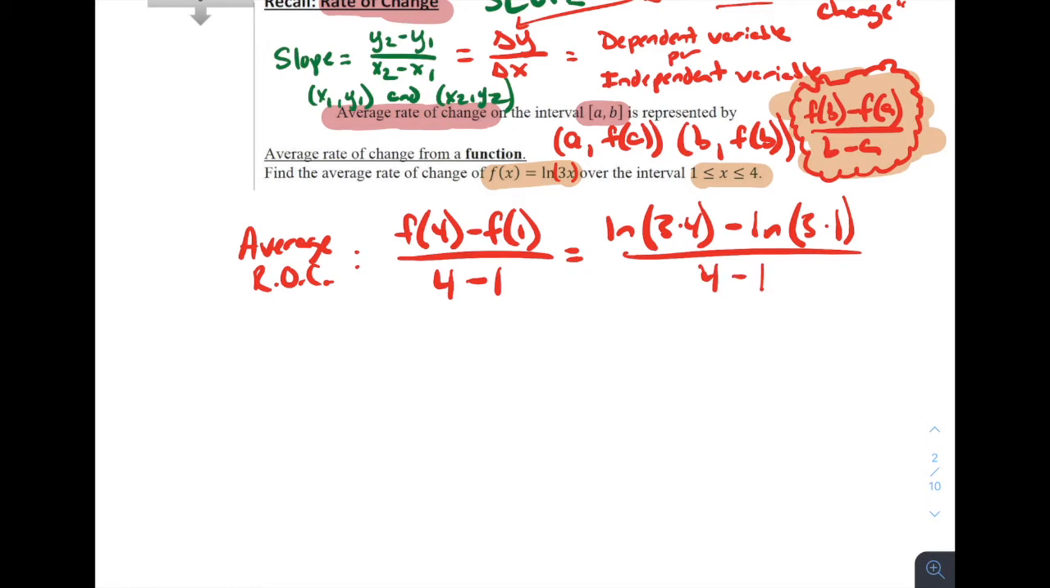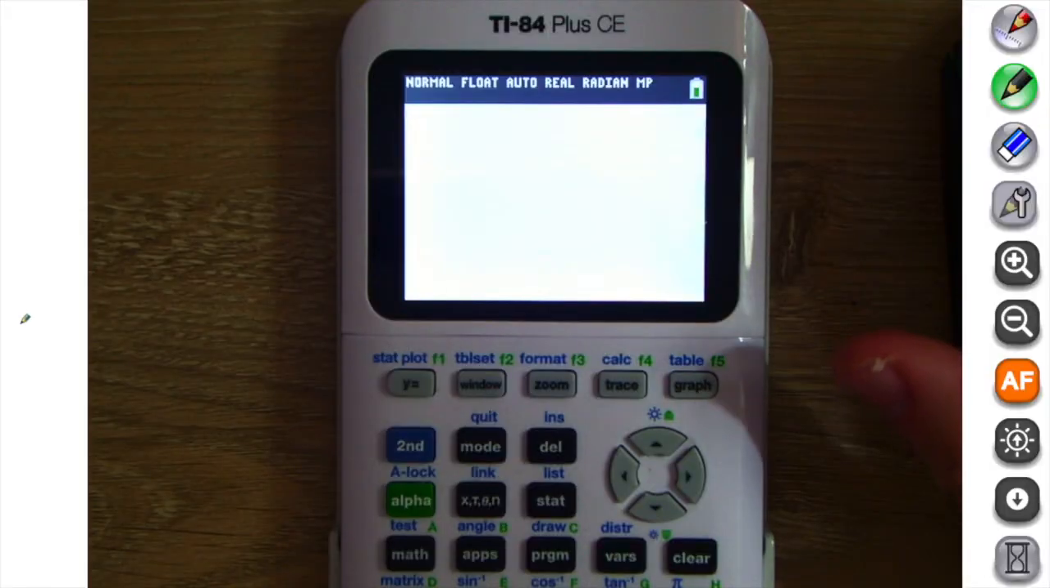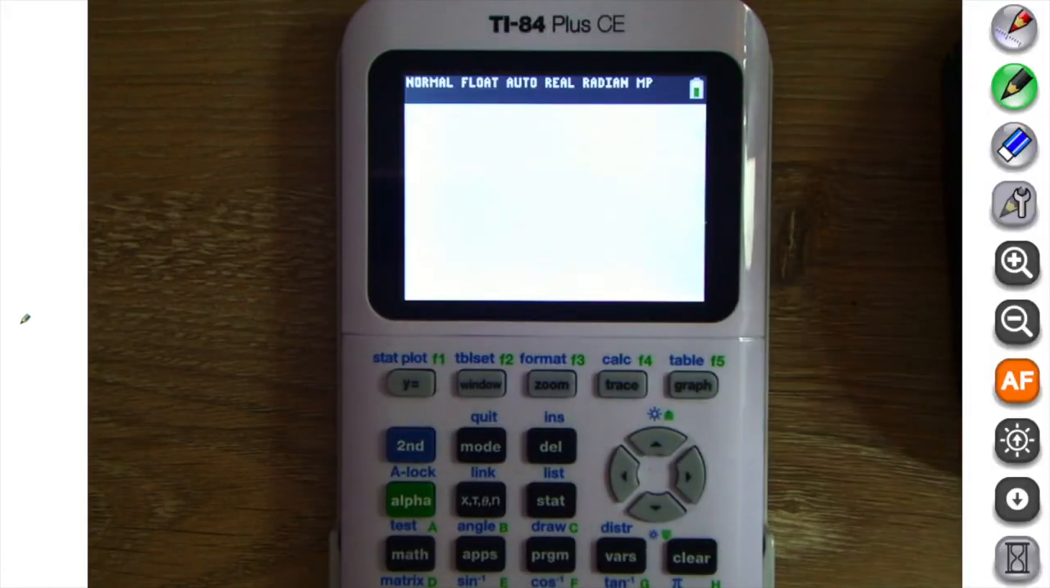Now we're going to get into the calculator part. We know that we can plug essentially this entire expression into our calculator. I'm going to show you how we might do that. There are two ways to do it. Our first way, since this function is the natural log of 3x, and that's a pretty short function, would be just to type in the expression.